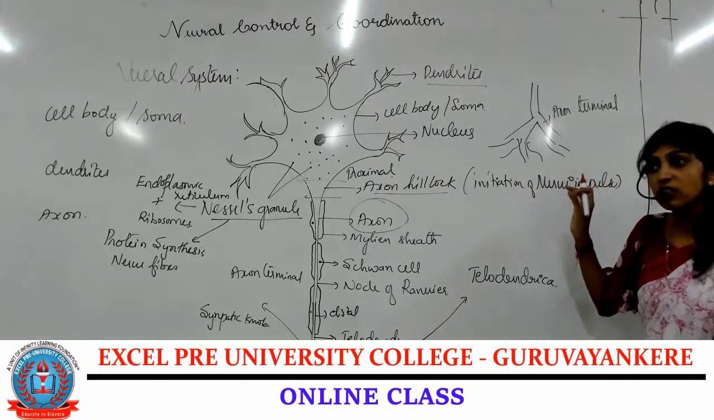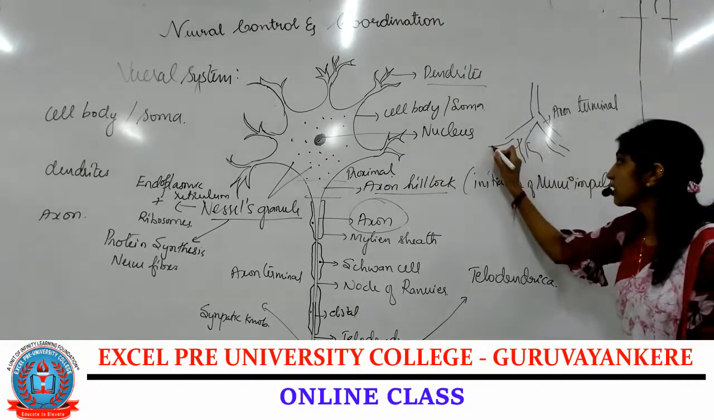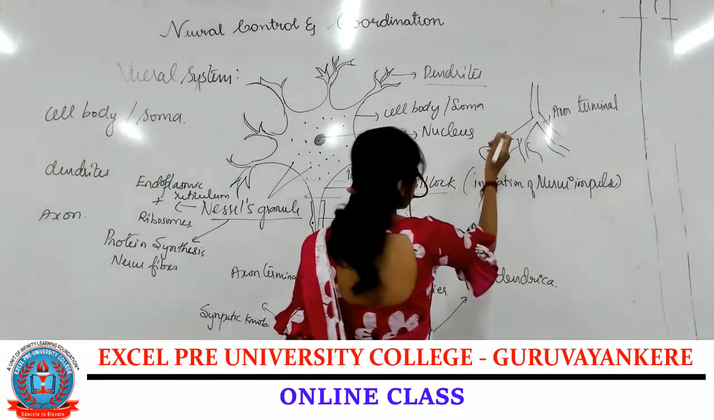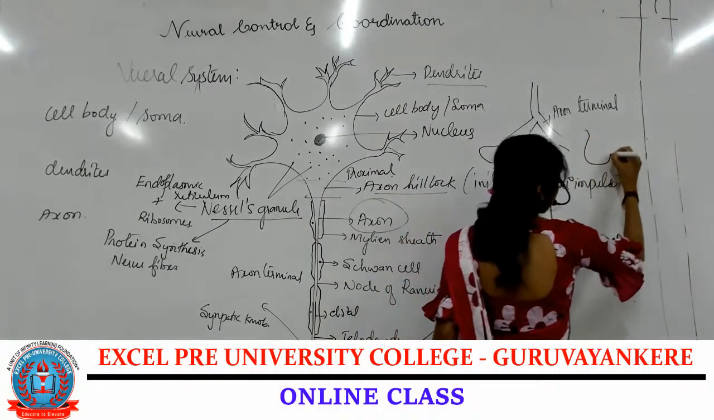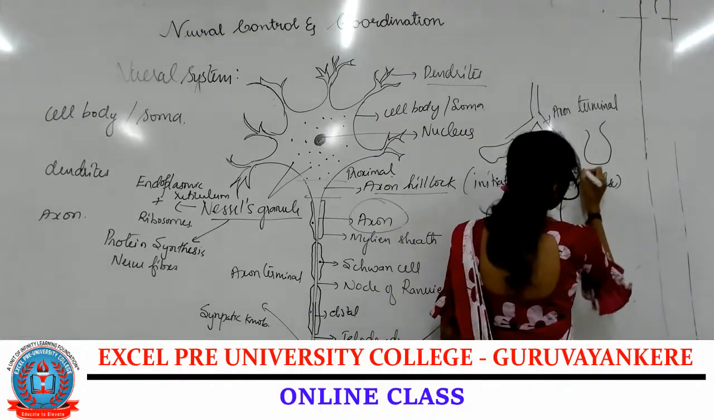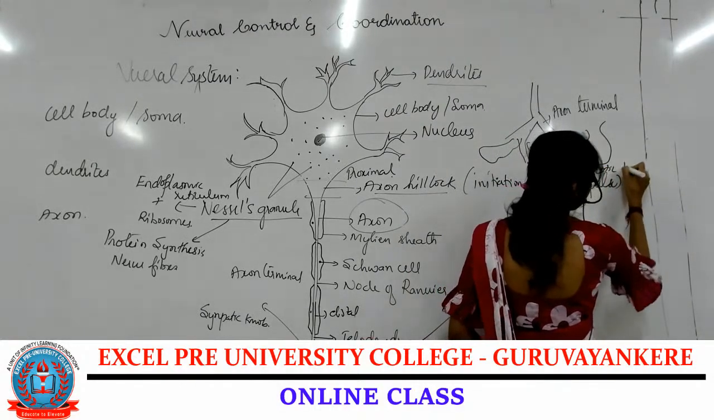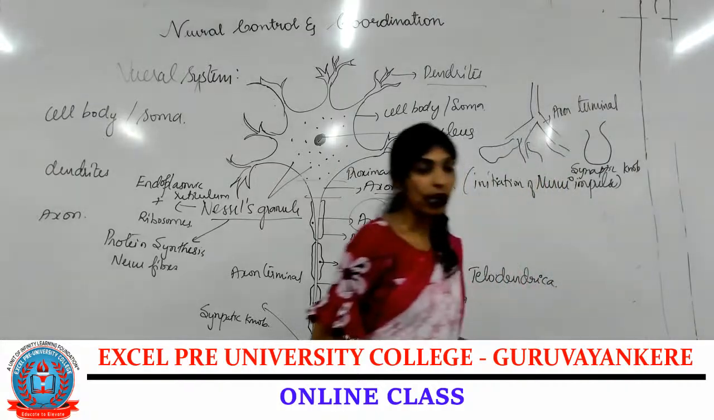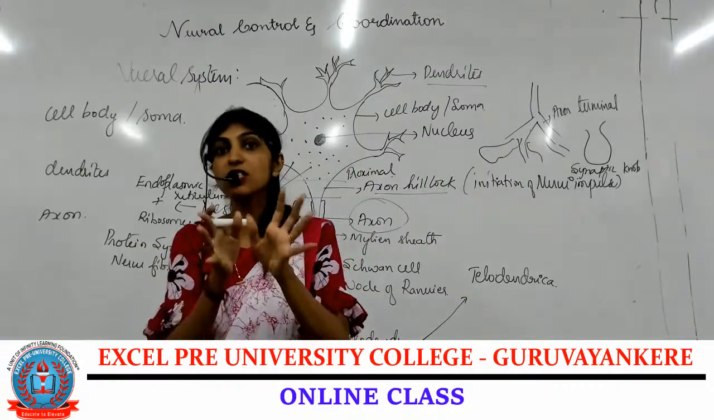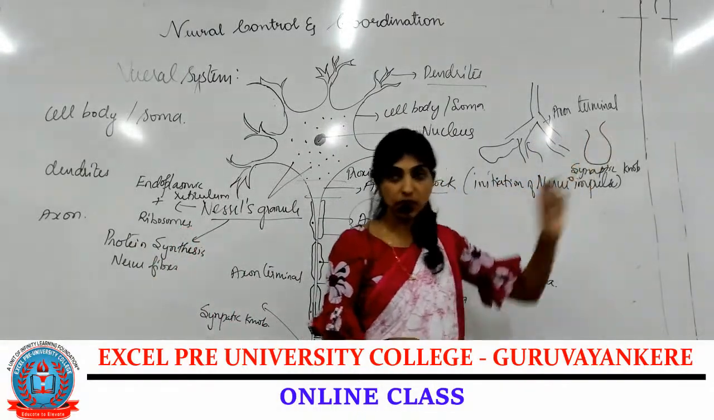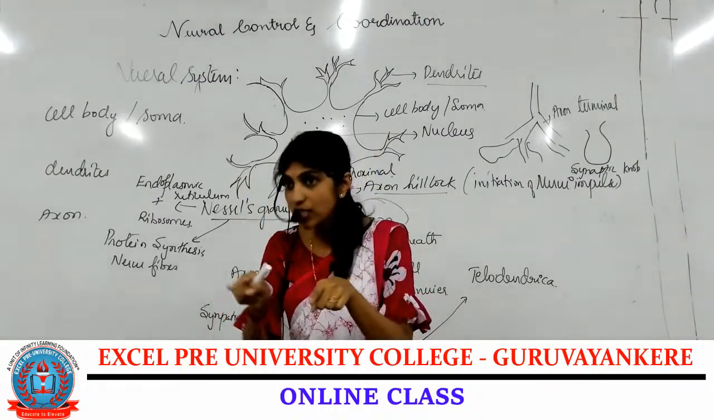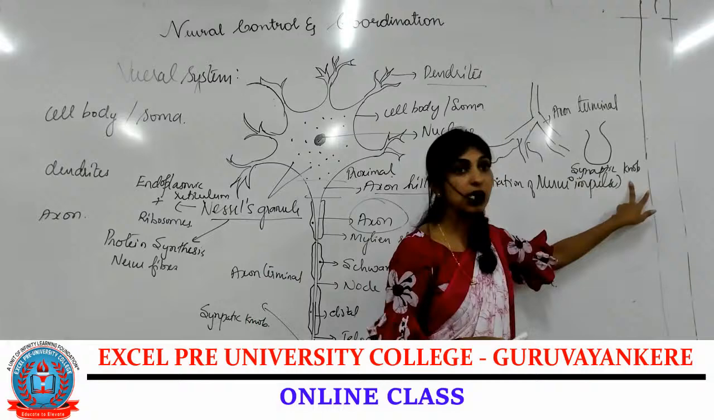At the end of the axon terminal there is a bulged, bulb-like structure which is called the synaptic knob. Is it clear? The axon terminal, that is the axon end, has a branched structure. What is it called? Axon terminal. Terminal is nothing but end. From the axon end there is a bulb-like structure arising. What is it called?